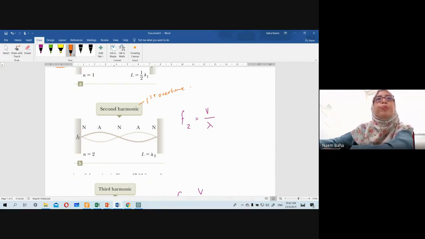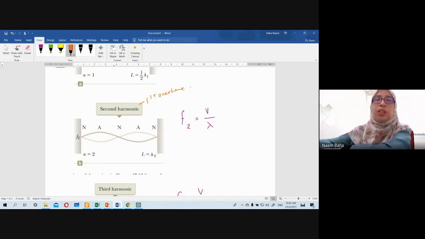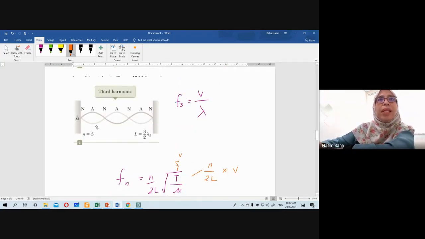Recall yesterday as well, the part that keeps vibrating to the maximum is called the antinode. The one that does not move is called the node. So how many lambda do you observe here? It's just a single lambda, and the single lambda is as well equivalent to the length just now. Let's look at the third one. How many lambda do you observe? I find that I have 1 lambda over here, and I have another partial lambda over here, an incomplete lambda.